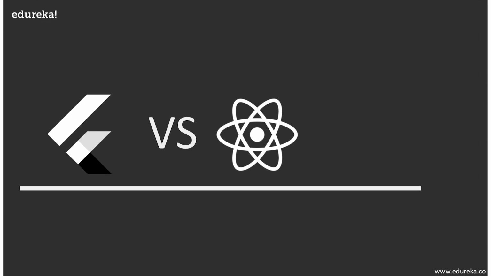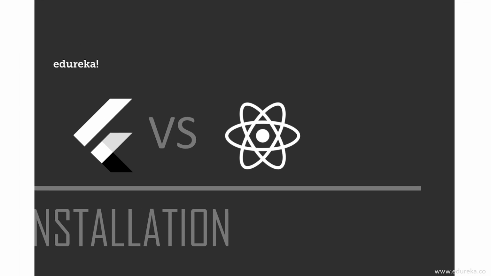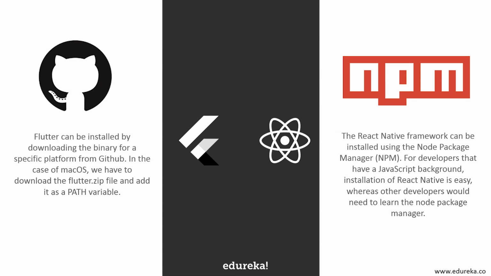Our next point of comparison is installation. The installation method should be straightforward without too many complicated steps so that it can be easily learned by developers that are just starting out with it. Flutter can be installed by downloading the binary for a specific platform from the GitHub page, which is very easy in my opinion. In the case of macOS, you can download the flutter.zip file that is also on the GitHub page, and you also have to set up a separate path variable.